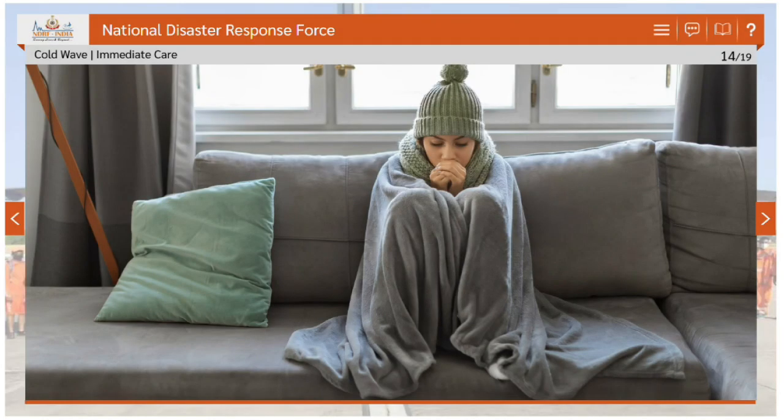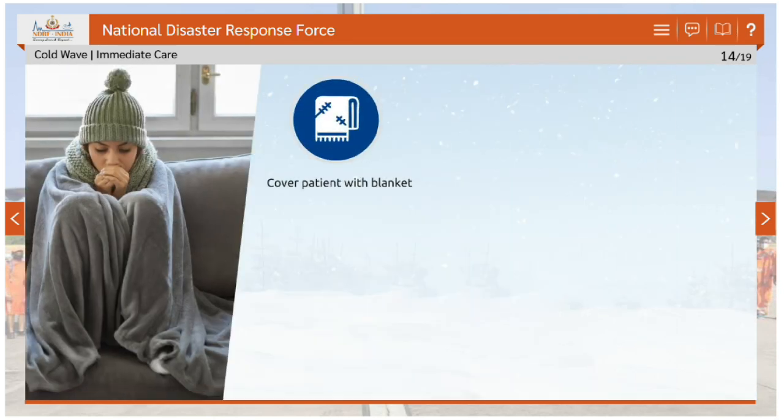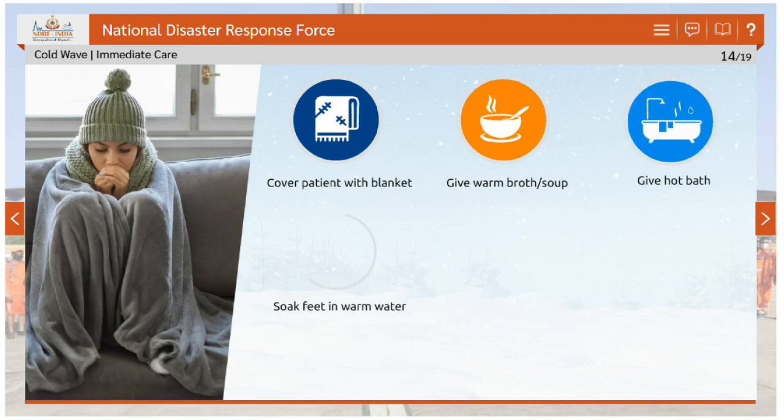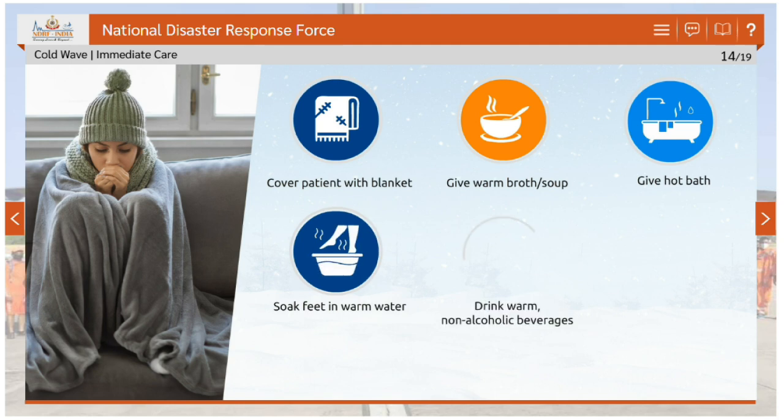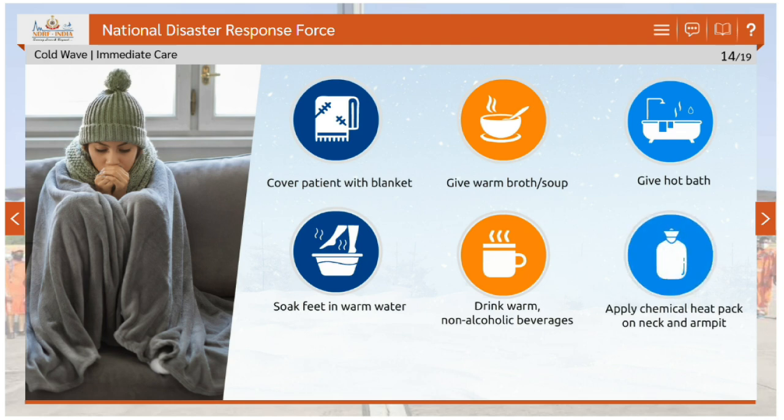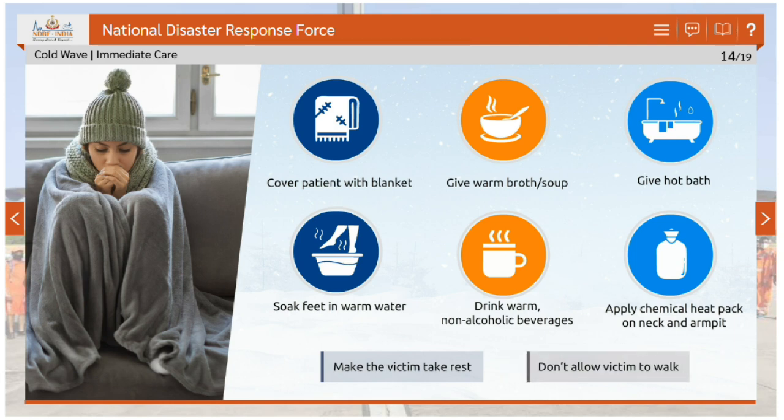Let's learn about the immediate care for victims suffering from cold wave. Firstly, cover the victim with warm blankets. The victim should be taken inside the house. Room heaters should be put on, warm broth and soup must be given, hot bath can also be given, soak the victim's feet in warm water. Make him drink warm, non-alcoholic beverages, chemical heat packs can be applied on the neck and armpits of the victim. Warm the victim slowly as rapid warming may lead to serious heart problems. If the victim is not recovering, call for the emergency medical services, make the victim take rest, do not allow the victim to walk.